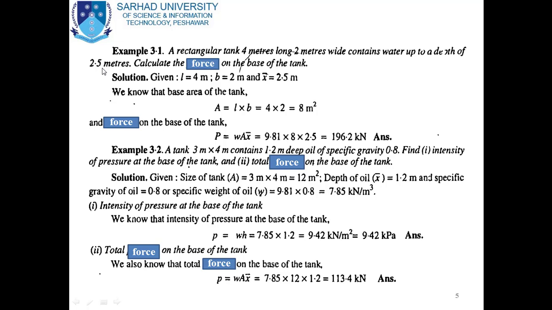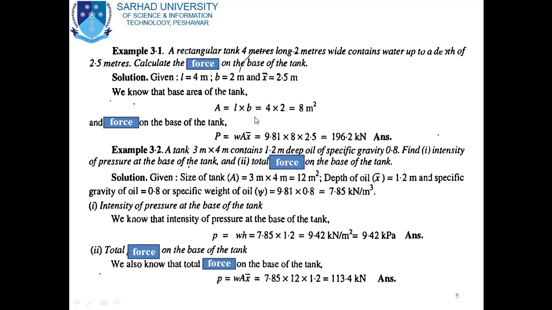So first of all, in the solution we will write the given data. In given data, L is equal to 4 meter, which is the length, and B is equal to 2 meter, which is the width, and x bar is equal to 2.5 meter, which is the depth. Now we know that the base area of the tank A is equal to length into width. So length and width values are given.